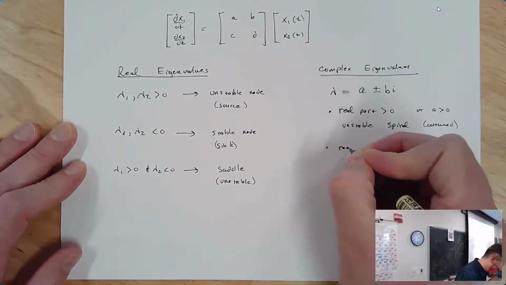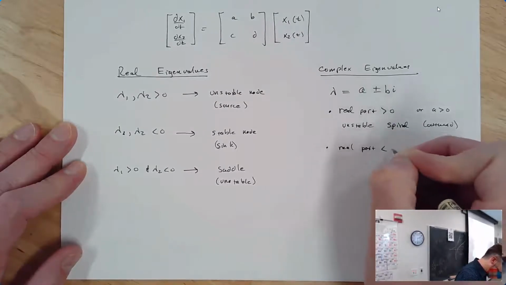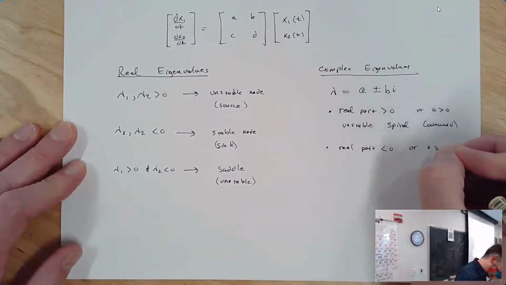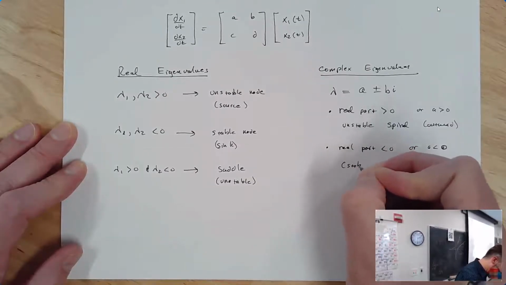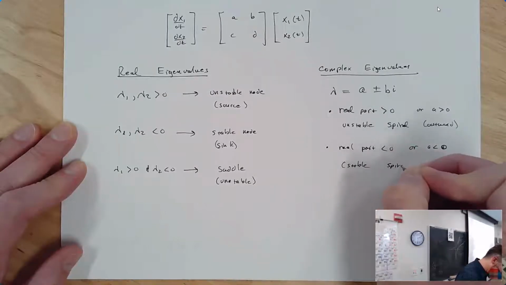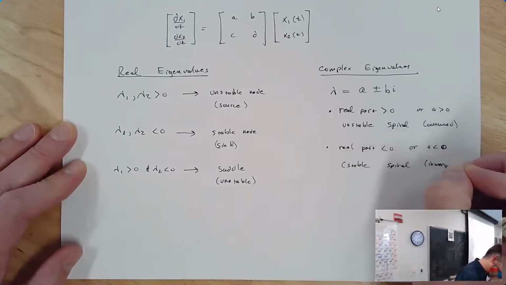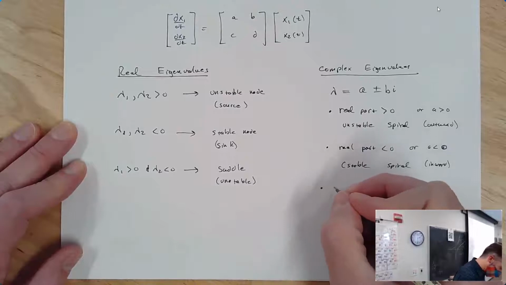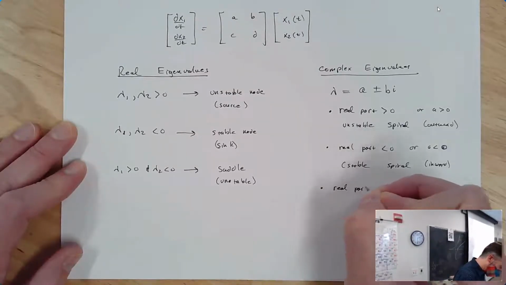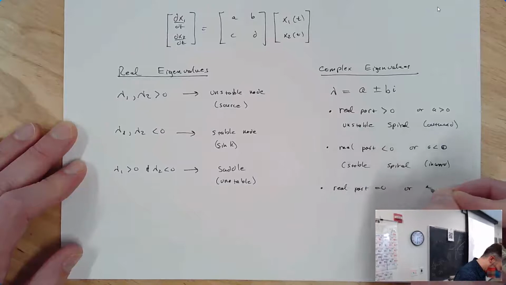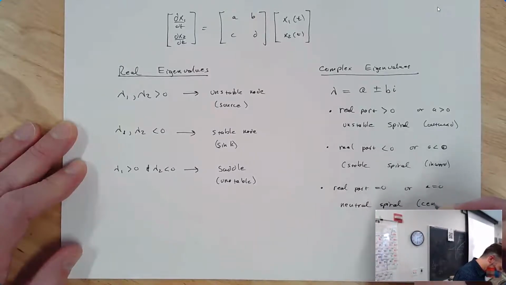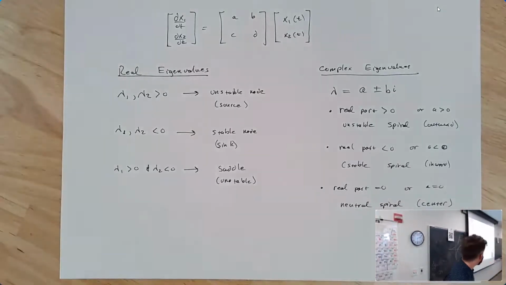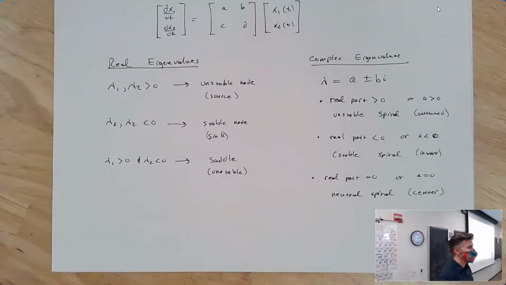If the real part is negative, then we have a stable spiral, or an inward spiral. And lastly, if the real part is equal to 0, then we have a neutral spiral. I feel like the word center doesn't really describe that very well, but it's what they've decided to call it. So that's what it is. So those are the 6 things that can happen.